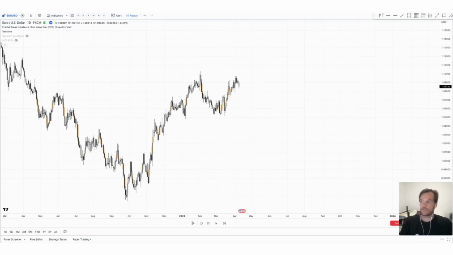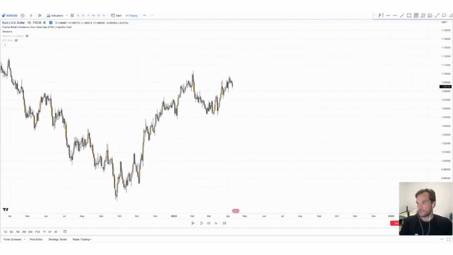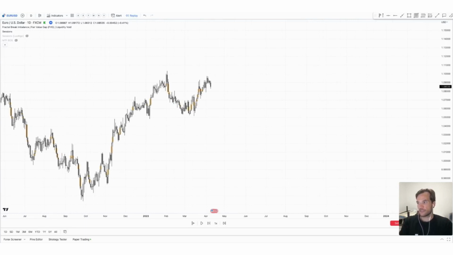For anyone that's watching this for the first time, generally the two main indicators I'm using are this fractal break imbalance, fair value gap, liquidity void, whatever you want to call it. It's this orange, which just highlights the imbalances so it's clear to me. And the sessions, so it outlines New York, Asia, and London sessions, so I can see when it opens and everything like that.